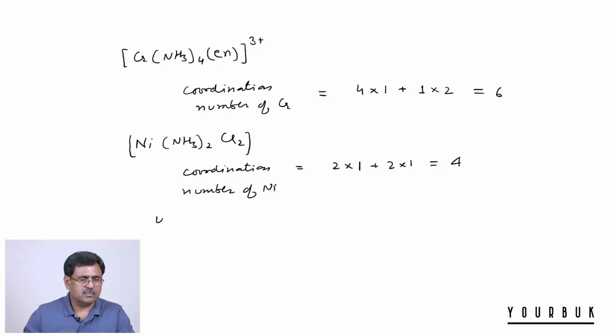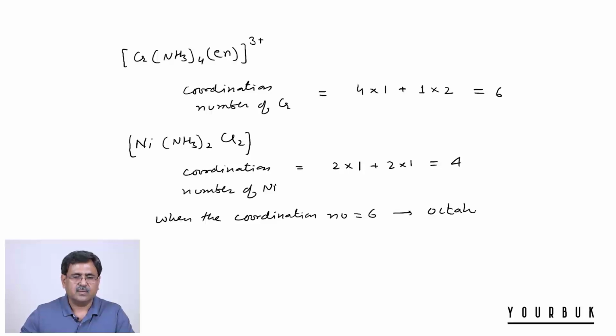Now when the coordination number is 6, then the geometry is called octahedral. And when the coordination number is 4, then the geometry can be either tetrahedral or square planar.